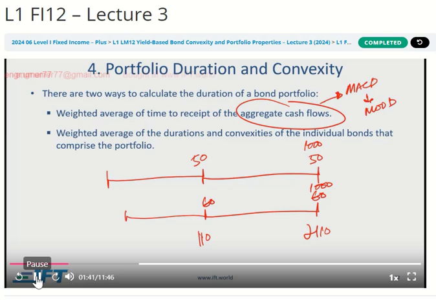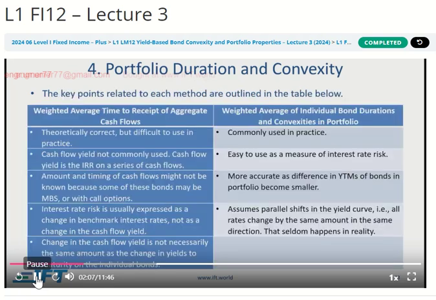So there is an easy way to do it where you could just take the durations and the convexities of each of those individual bonds, and then just depending on how much money you have in each of the bonds as a percentage of your total portfolio value, right? So the weighted average. So you take the weights of each of the bonds and just multiply it with the duration and the convexity to calculate the weighted average of the duration and convexity. So that is easy to do, and therefore it is commonly used in practice.